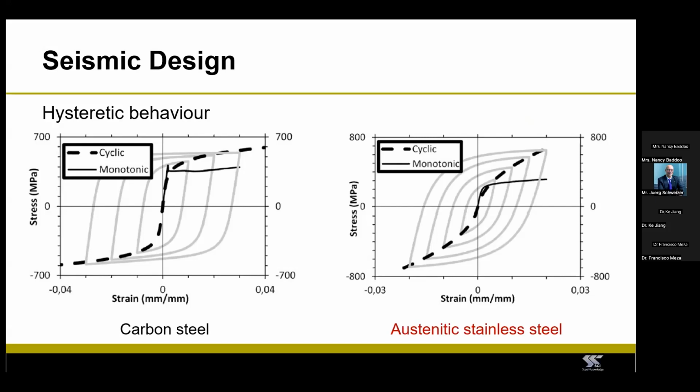Now, for duplex stainless steel, cyclic hardening is not as significant as for austenitic stainless steel. So now, before I explain how this strain hardening might affect the seismic performance of stainless steel, let's discuss some basic concepts of seismic design.